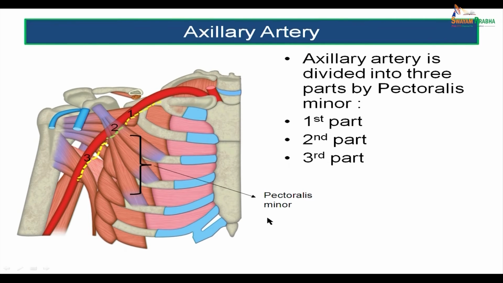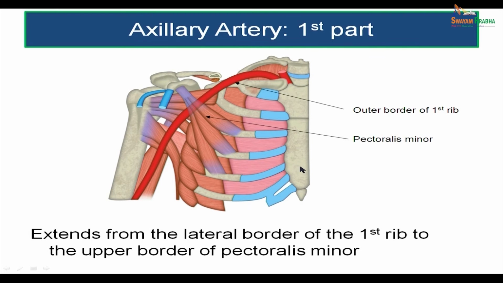Now, we come to the parts of the axillary artery. The axillary artery is divided into three parts, part 1, part 2 and part 3. It is divided by the muscle pectoralis minor. The first part is the part of the artery before the muscle. The second part is the part of the artery under the pectoralis minor, and the third part is the part of the artery after the pectoralis minor up to the lower border of teres major. So, we will talk about each part separately.